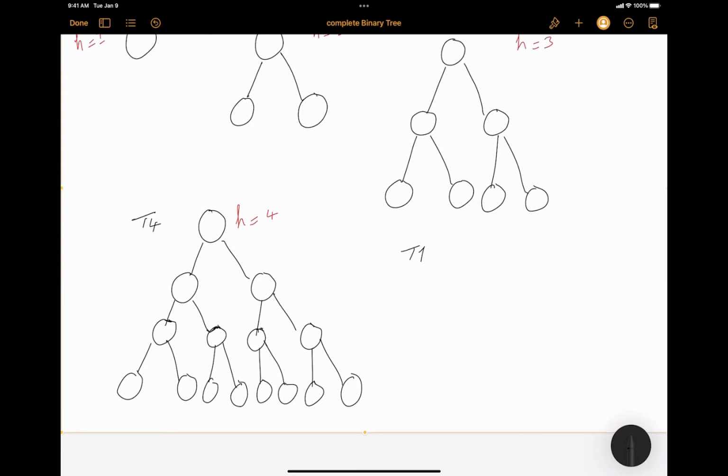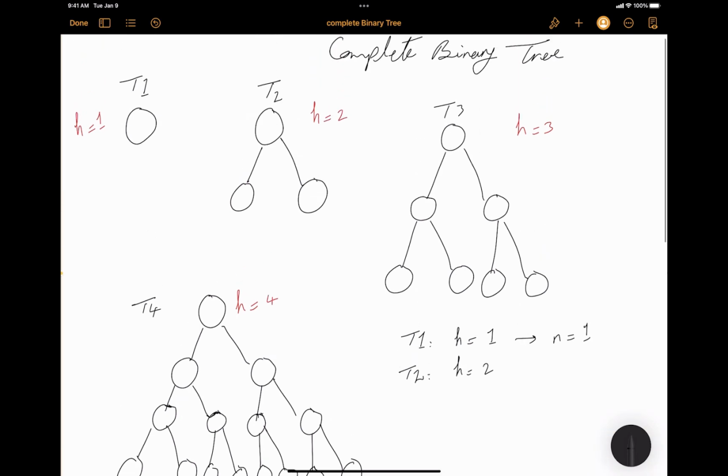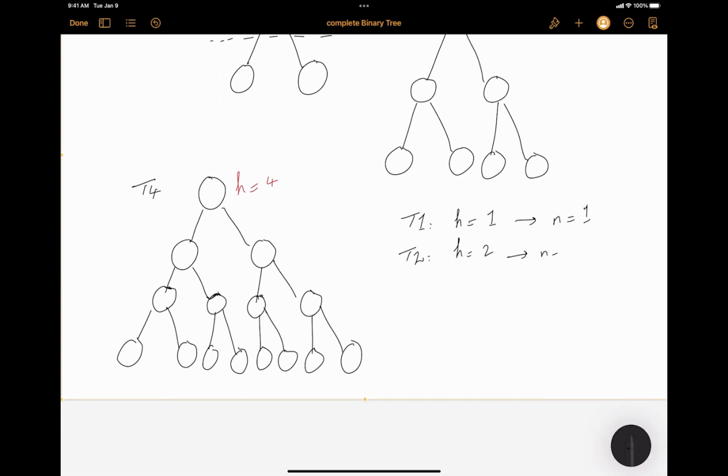In T1, the height of the tree is 1, and the number of nodes, which I'm going to indicate with n, is equal to 1. In the T2 tree, the height of the tree is equal to 2, and n is equal to 3. For T3, the height is equal to 3, and the number of nodes is 7. And for T4, the height is equal to 4, and the number of nodes is equal to 15.